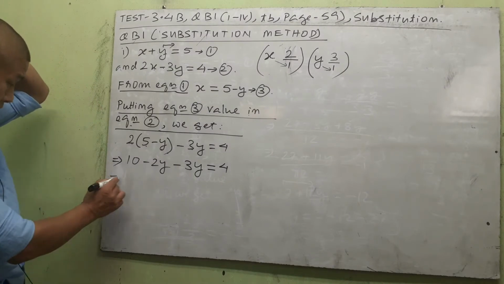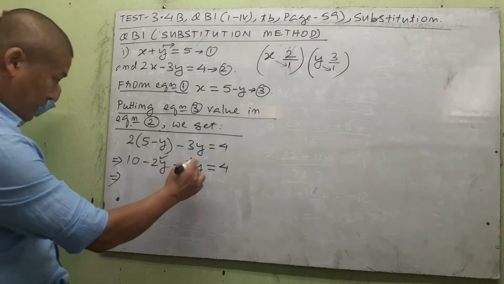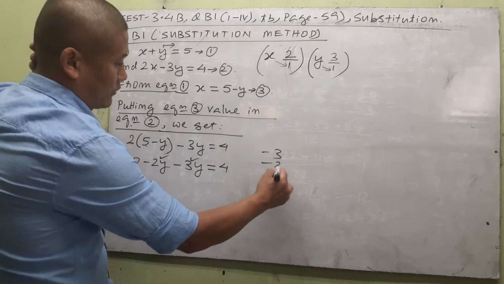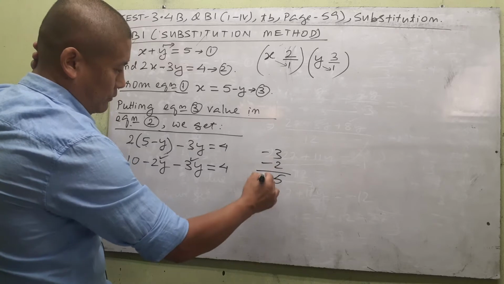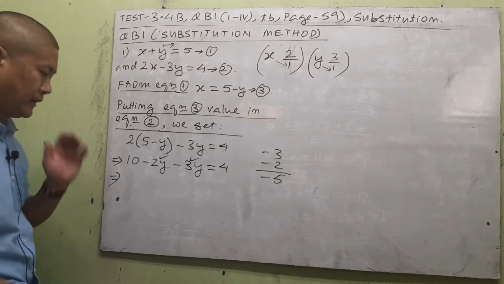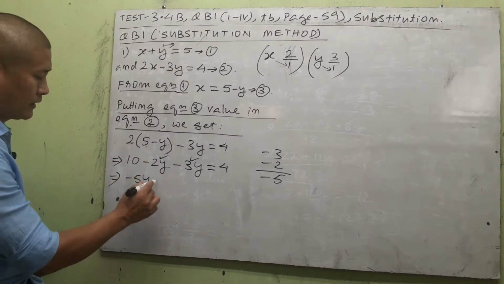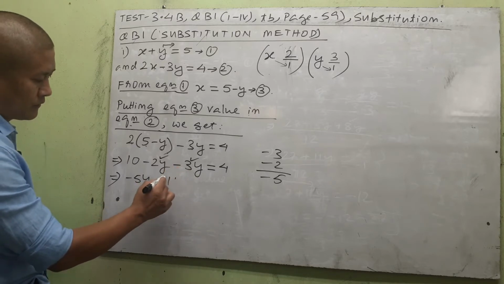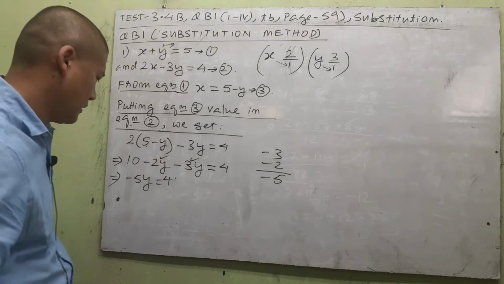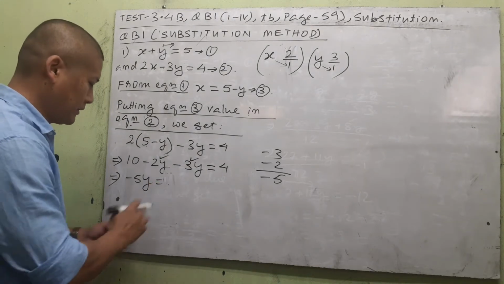Now take the y terms together, minus 2y minus 3y. We know when both are minus, we add. So 3 plus 2, 5. When both are minus and we add, the sign is minus. So minus 5y, when we combine these two, will be equal to, this 4 can remain the same, equal to 4 plus 4, that is.